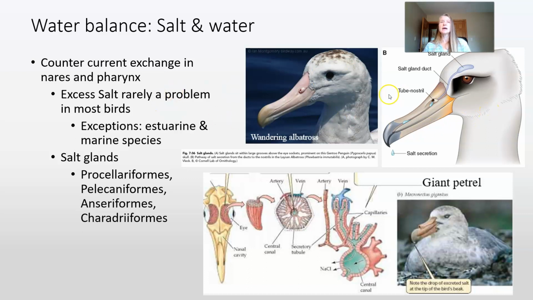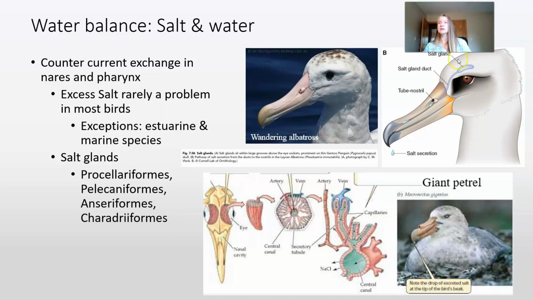excess salt, where they have these salt glands, and then they can create a high saline solution to get rid of this excess salt. So excess salt is rarely a problem in most birds, with the exception being birds that live in estuarine and marine environments. So these taxa, the Procellariformes, Pelecaniformes, Anseriformes, and Charadriiformes often have active salt glands.